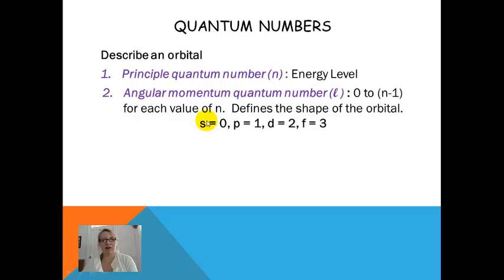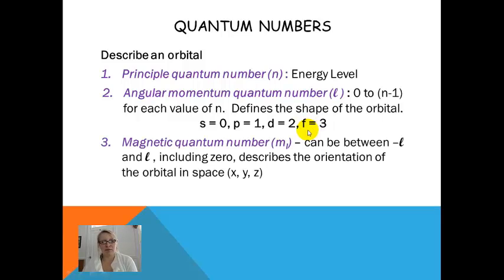So if an electron is in an s orbital, its L is 0. If it's in a p orbital, its L is 1. If it's in a d orbital, its L is 2. And if it's in an f orbital, its L is 3. The magnetic quantum number, ML, can be between negative L and L, including 0, and it tells you the orientation of the orbital. So x, y, or z orientation.